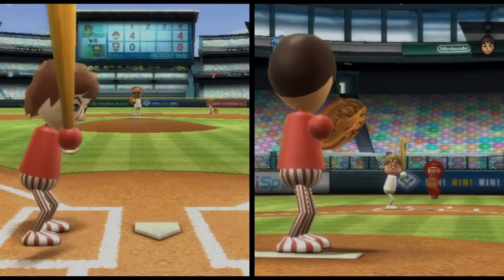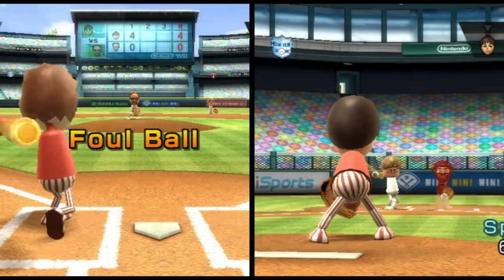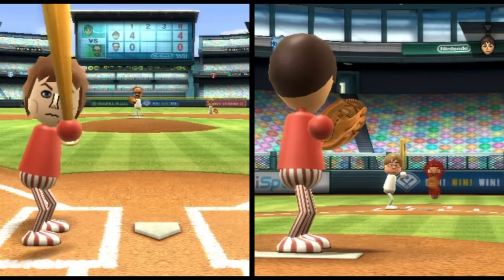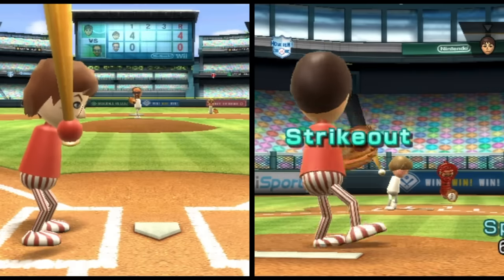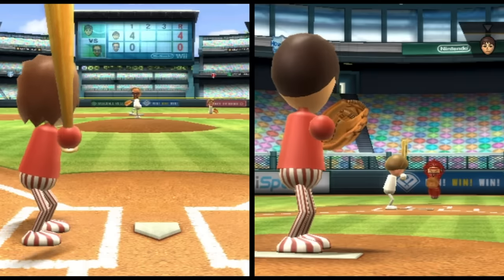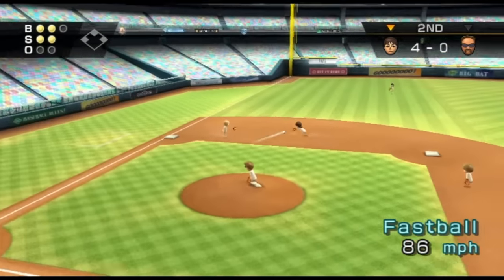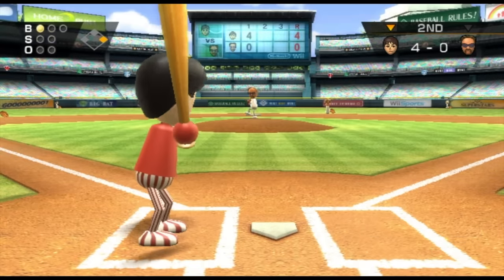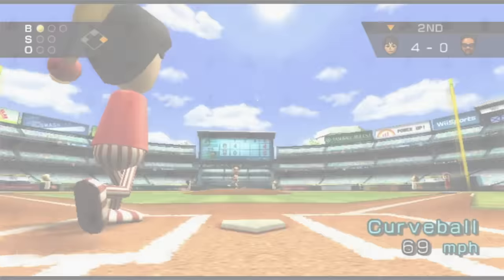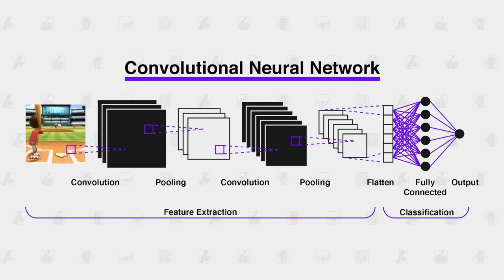There's two parts to Wii Sports Baseball, which is batting and pitching. And because these actions are completely separate from one another, I'll actually create two different AIs, one for each. I'll start with the AI for batting. The AI for batting will need to be able to analyze a pitch in real time and determine if and when to swing. To do this, I will use a convolutional neural network.